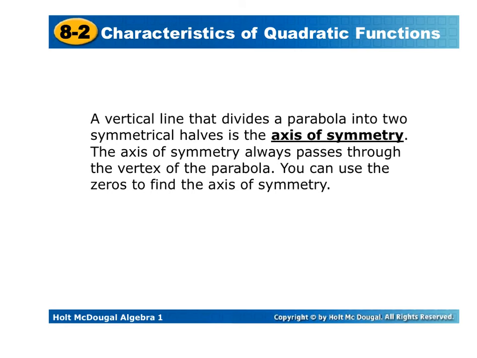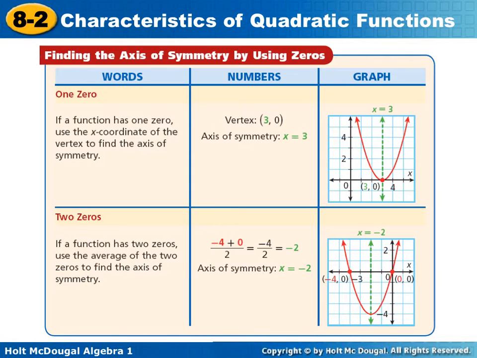Now we're going to talk about the axis of symmetry. So sort of think of lines of symmetry, and it's going to be the vertical line, so up and down, that divides a parabola into 2 symmetrical halves. The axis of symmetry always passes through the vertex. You can also use the zeros to find the axis of symmetry. The shortest way to do it is it's going to be the x of our vertex. And we're going to see this.